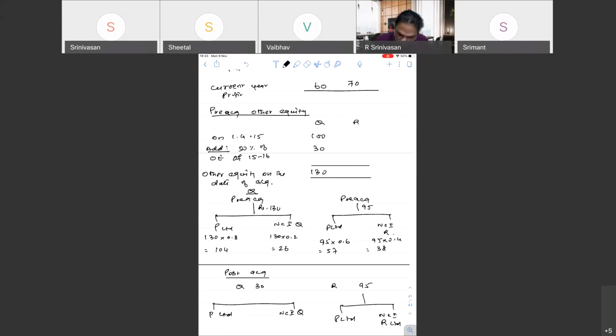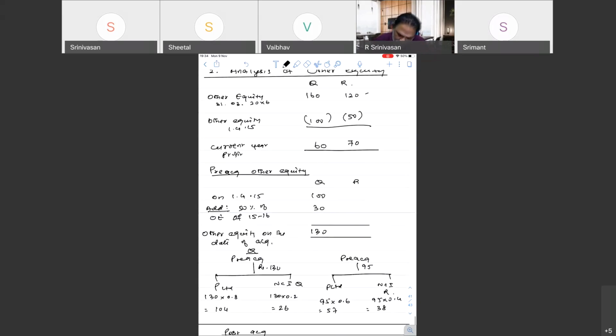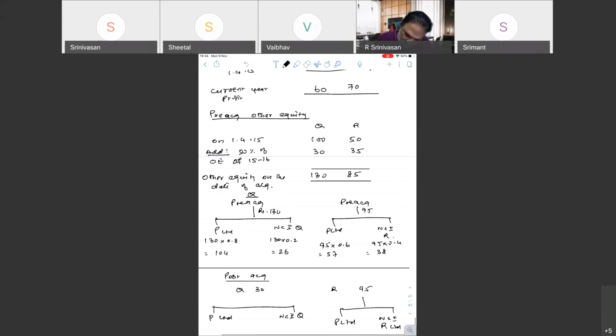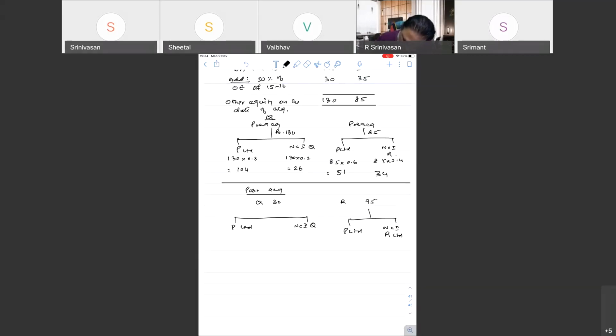Okay, opening is 150. Here also I have taken a different amount of other equity. Current year profit I have taken as this. Okay, opening 50 and 55. This has become 85. How did this get missed out? I don't know. 85. So 85 into 0.6 is 51, and 85 into 0.4 is 34.